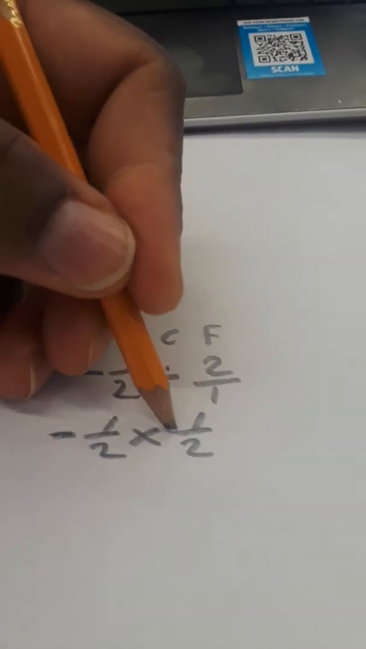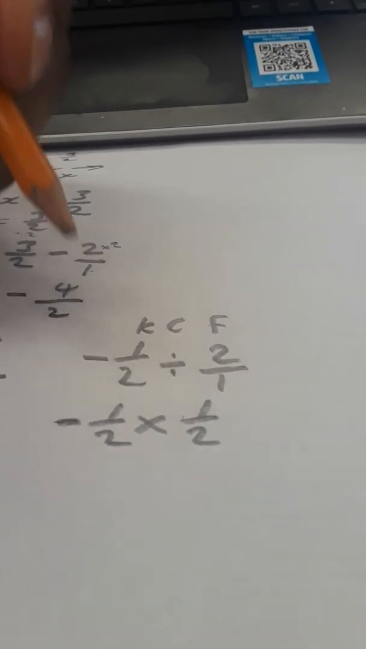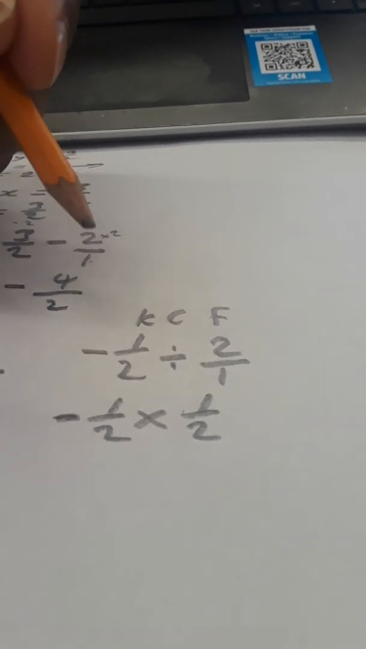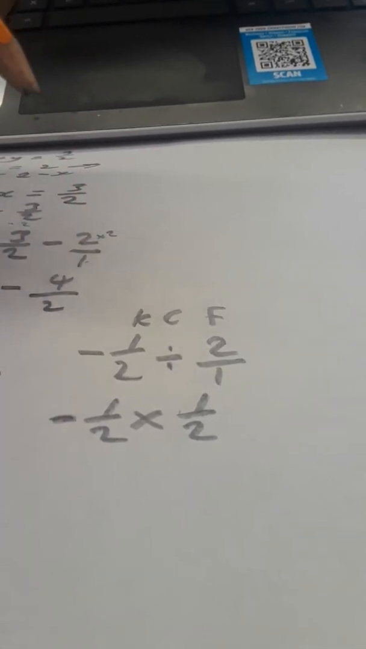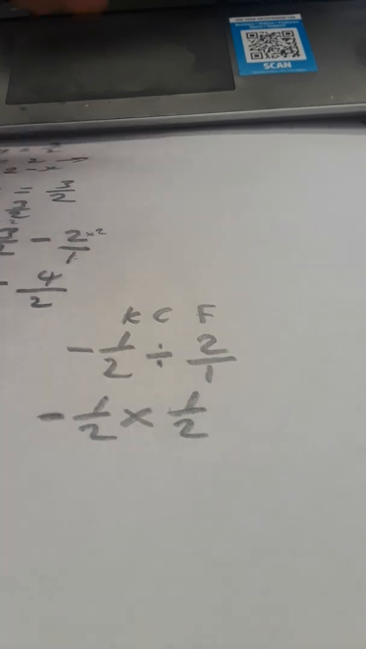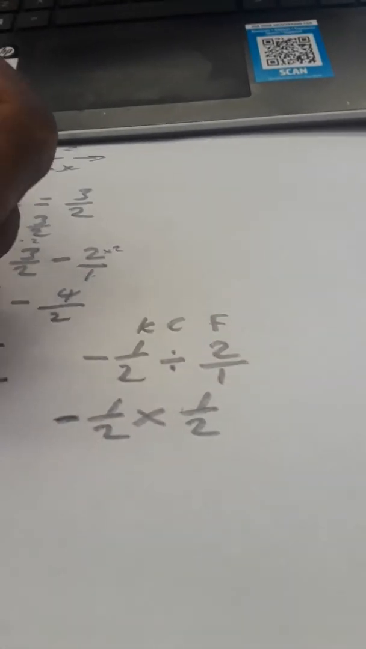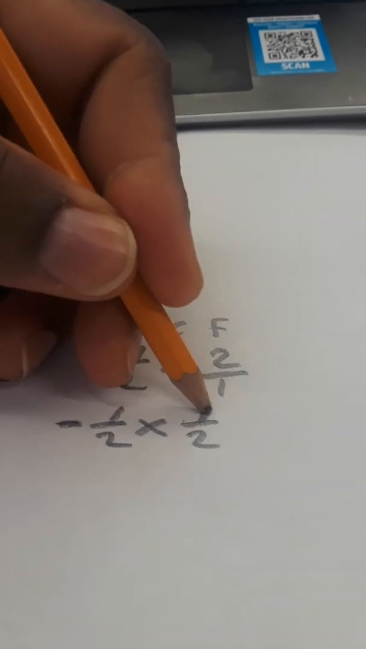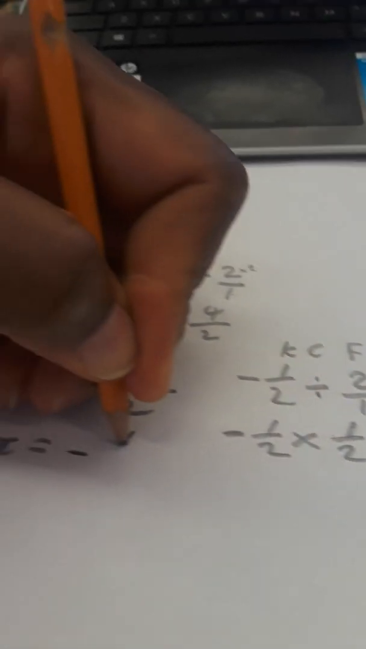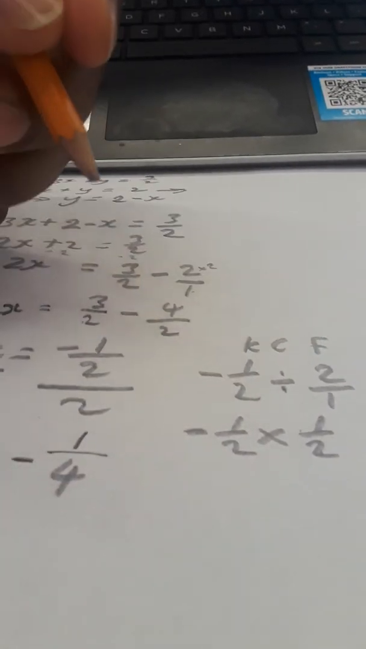If it was a negative and a negative, it would be positive. If it was a positive and a positive, it would be positive. So in multiplication, if the signs are the same, it's positive. If the signs are different, it's negative. Okay, so now it's a negative. Now I simply multiply 1 times 1 is 1, so I put my 1 here. Over 2 times 2 is 4, I put my 4 here.